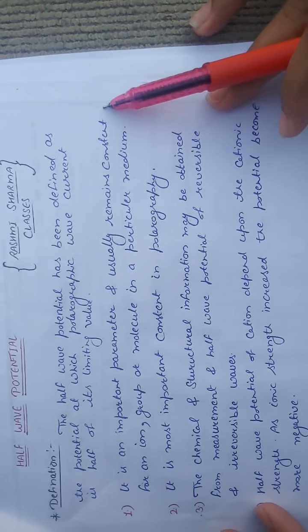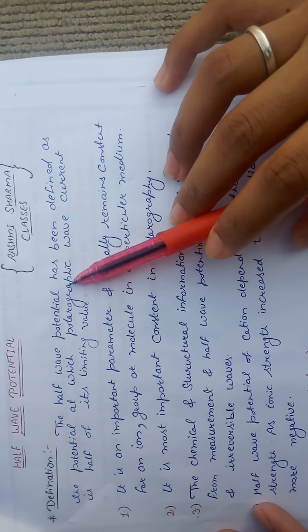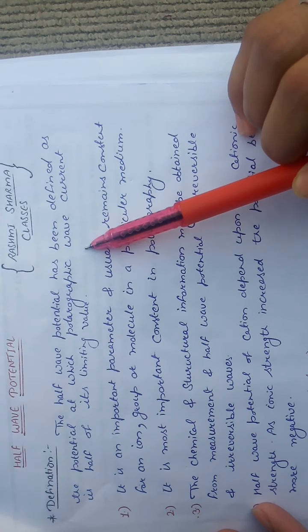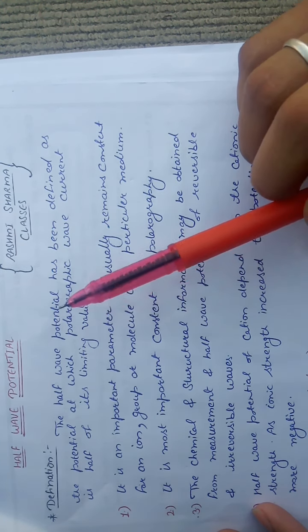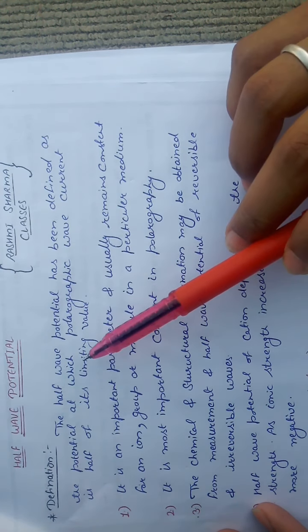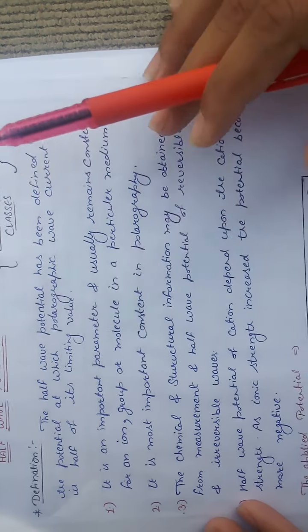How will you define the half-wave potential? The half-wave potential has been defined as the potential at which the polarographic wave current is half of its limiting value. So you can say when the polarographic wave current is half of the limiting value, then it is called half-wave potential. Clear guys?